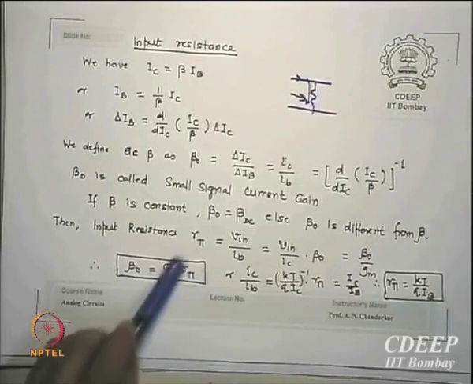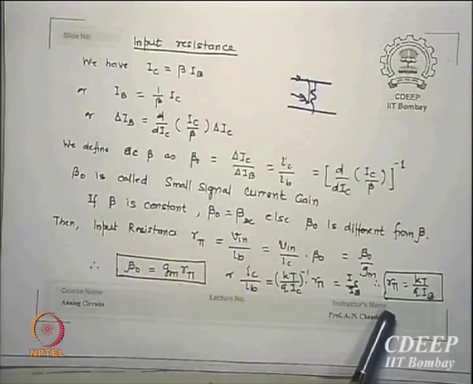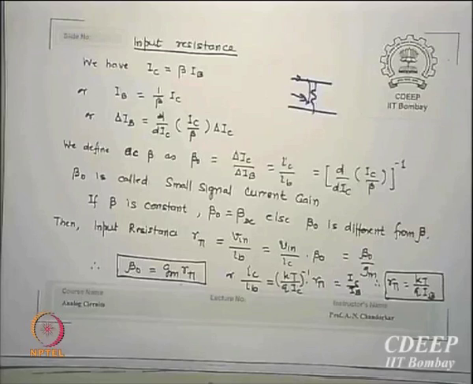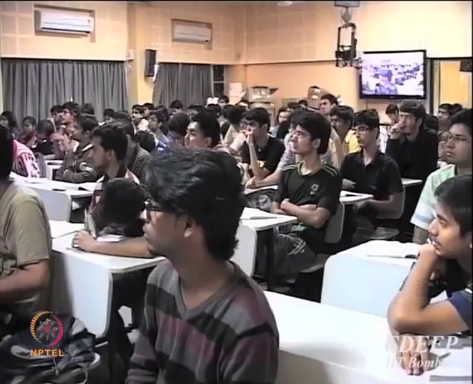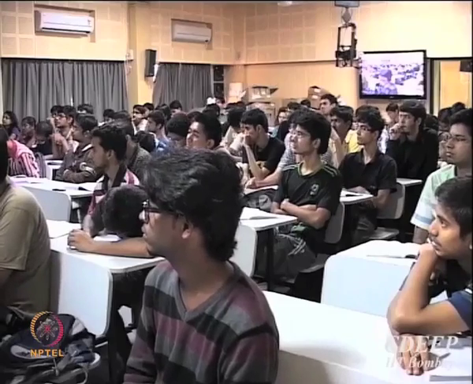If I now substitute the GM and R pi values as we did, one can show from the way I have written here that R pi is nothing but KT by QIB. So whatever your base current is, which is proportional to IC, since IC by beta is IB, if you know your base current, you also know your input resistance. Or if you know your bias current IC and you know beta, which means IB is known, you know your input resistance R pi. Is that clear? So R pi is not a constant quantity, it is variable. With what is it varying? The biasing current. Has that point got across to all of you, that bias current?